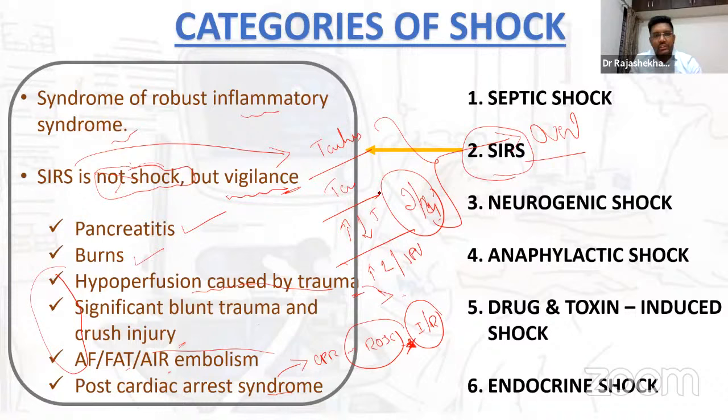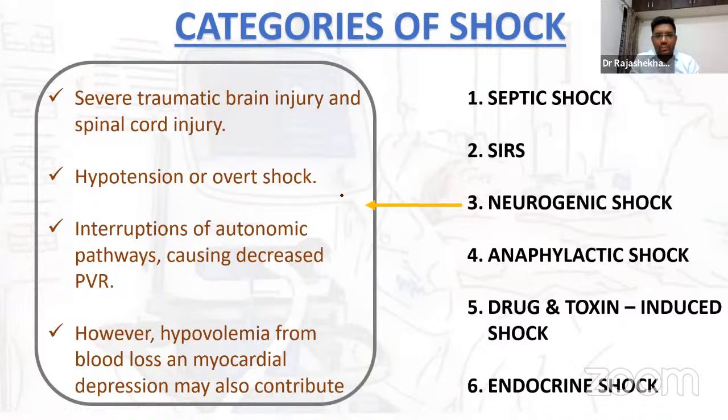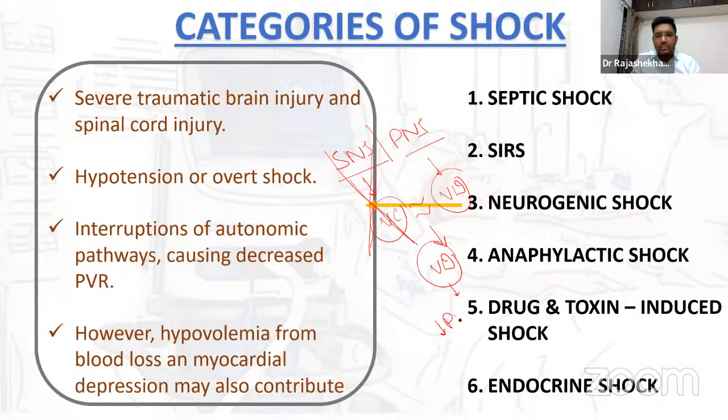Then a neurogenic shock. In a neurogenic shock, you should understand, we know that the body is under a balance between the sympathetic nervous system and the parasympathetic nervous system. The sympathetic nervous system basically causes vasoconstriction, and the parasympathetic nervous system causes the vasodilatation. And it is the balance between these two which is responsible for the normal heart rate and normal blood pressure. So what happens in neurogenic shock is there is a sudden interruption of the sympathetic nervous system pathway. So the vasoconstriction system collapses, there is a sudden vasodilatation causing reduced sudden peripheral vascular resistance. As I told you, this is a type of distributive shock. So this is what happens in case of neurogenic shock.